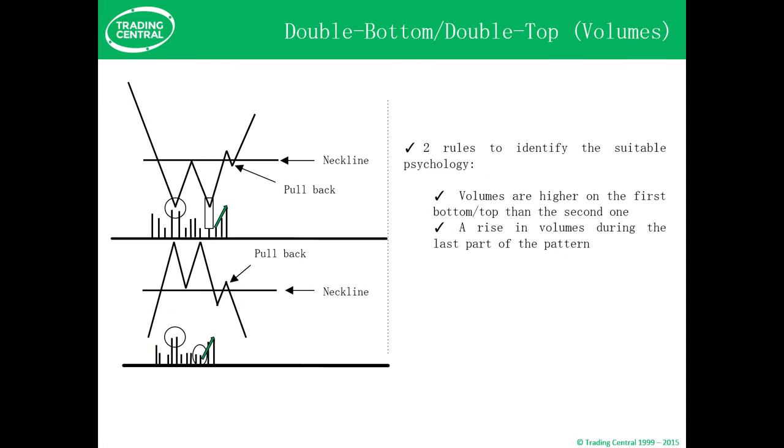And for the volume, there are two rules to identify. The first here, the bottom, the volume is typically accompanied by a high volume on the first bottom, and then a very light volume on the second bottom, and heavy volume on the breakout. And the same on the double top pattern.